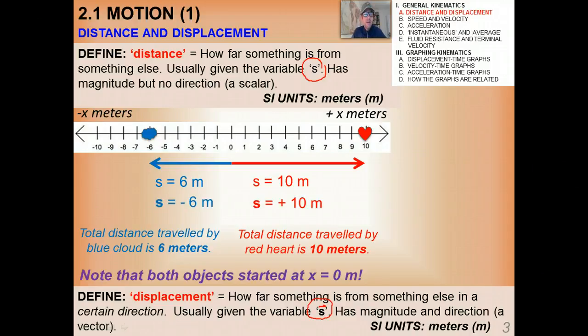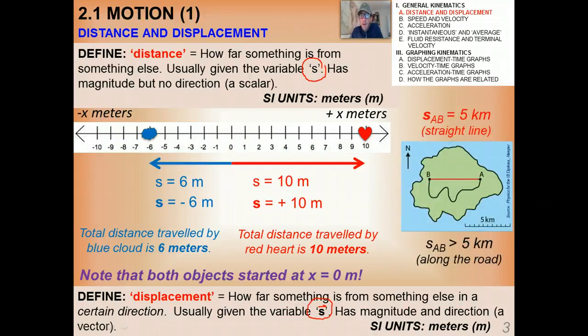So in this case, very obviously, my displacement vector for the blue cloud is negative 6 meters, and my displacement vector for the red heart is positive 10 meters. Now, let's say that you're on an island and you want to get from A to B. If the black line here represents the road, and it's quite mountainous so you can't build a road straight from A to B, then clearly the road is a lot longer than the straight line distance between A and B. So if the displacement between A and B is 5 kilometers, then the distance between A and B is a lot greater than 5 kilometers.